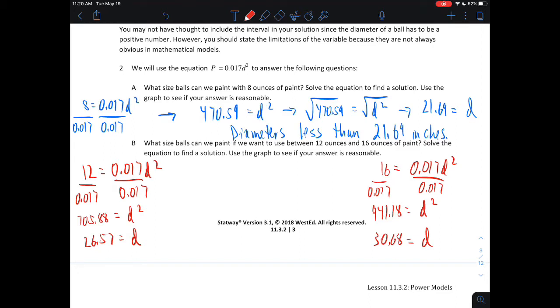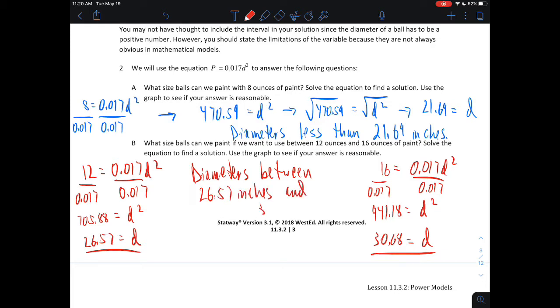And notice what this gives me. An upper amount for the diameter, 30.68, and a lower amount for the diameter, 26.57. So, diameters between 26.57 inches and 30.68 inches.